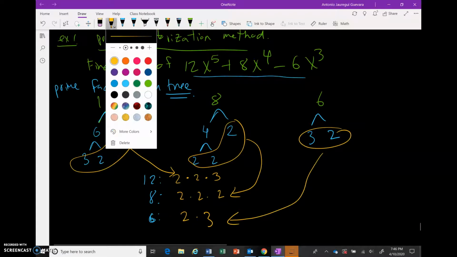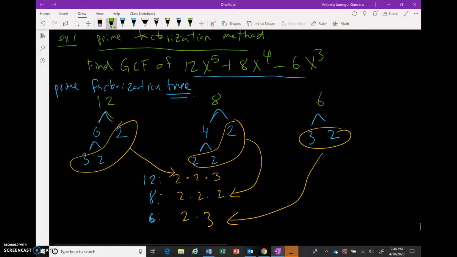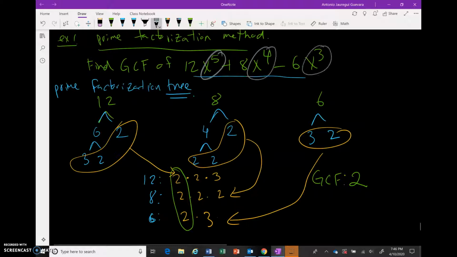And then I think the book does this. They go, okay, well, you know what? Numbers that are in common, it would be 2, and really, there's not another 2 over here, so that's it. So the greatest common factor has to be a 2, and then really you just have to look at your variables, which variable has the lowest exponent, which would be x to the power of 3. So you just put x to the power of 3.